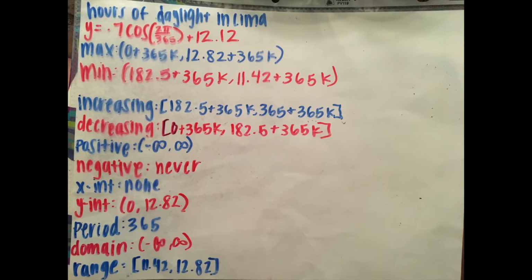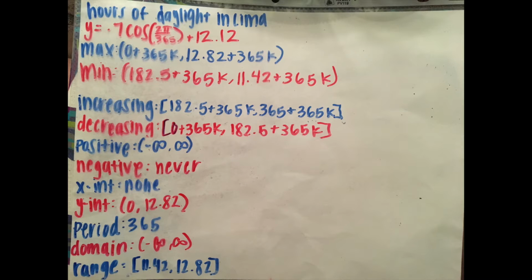Next, I had to find the equation to model the number of hours of daylight in Lima. I got my equation to be y equals 0.7 cosine (2 pi divided by 365) x plus 12.12. The reason I added 12.12 to the end of the cosine function is because that is the value in the middle of the maximum of my graph.